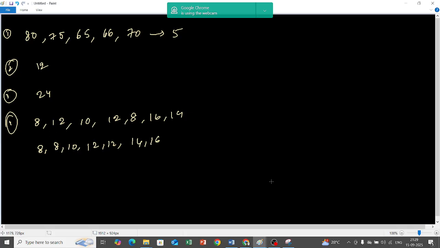After arranging them in ascending order, count how many data are there. 1, 2, 3, 4, 5, 6, 7. So pick up the middle value. This is the median. That's it.